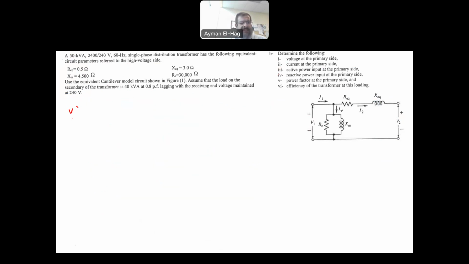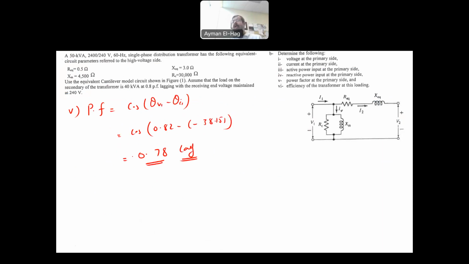Number 5, it says find the power factor at the primary side. As we know, the power factor is equal to cosine of theta V1 minus theta I1, because this is at the primary side. These are the voltages and the currents on the primary side. So this is equal to cosine of 0.82 minus 38.15, and this will give me 0.78 lagging. You have to remember that. You have to write the value and you have to specify if it is leading or lagging.